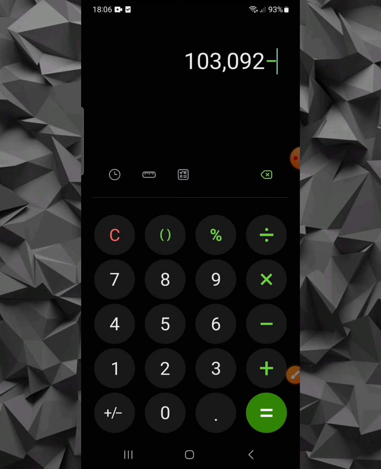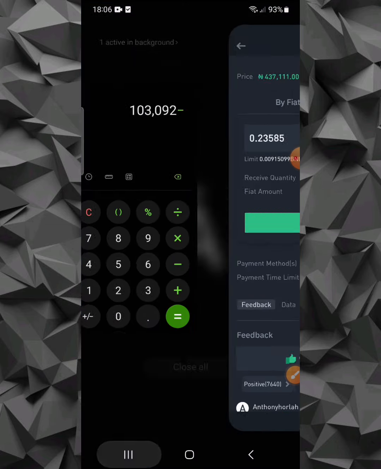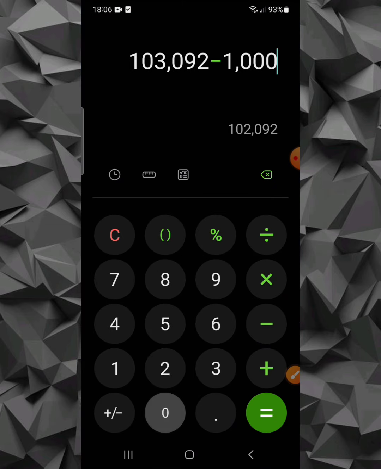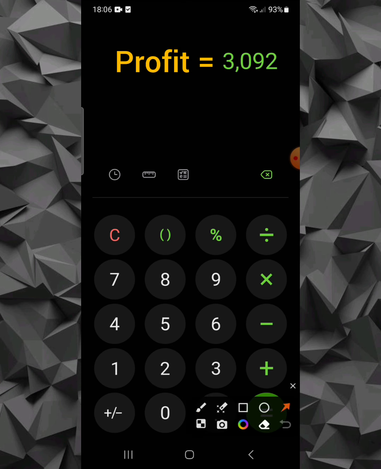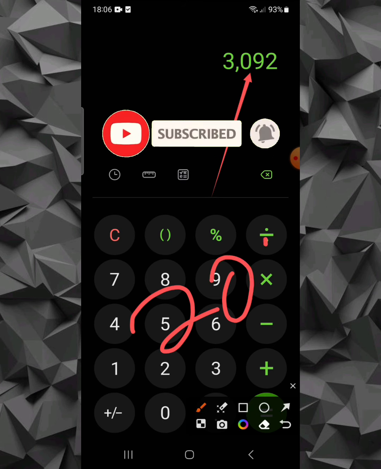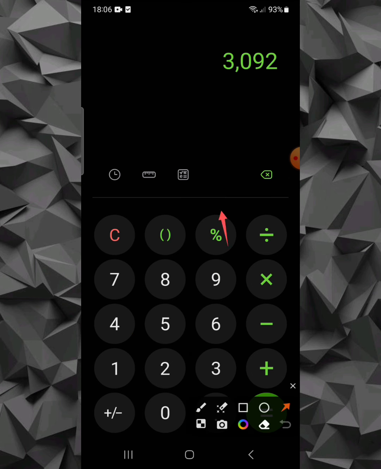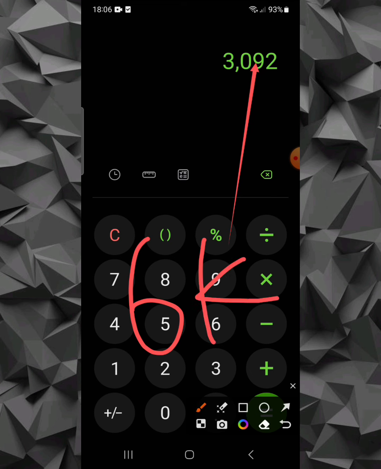And if you now want to buy it, you are going to be using about 100k to buy it. So let me just subtract this from 100k. You can see you are going to be making a total of 3,000 naira profit in this strategy, just using 100k as capital. I actually said you can use 200k, but I reduced it. So if you make 3,000 naira with 100k capital, it means you'll be making 6,000 naira with 200k capital.